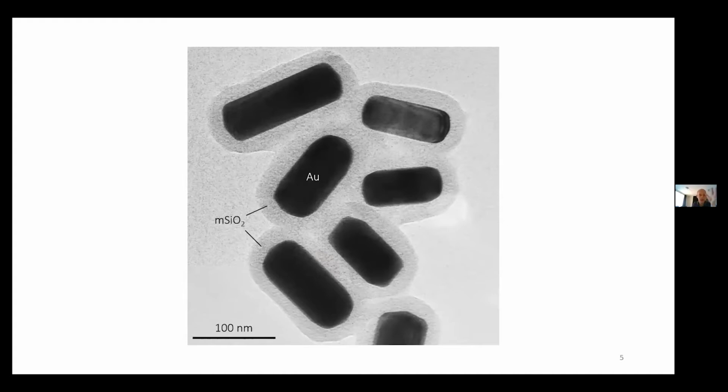So how do we do this in practice? Well, first we start out by synthesizing our catalysts. And in our case, I use gold nanorods. And as you can see in the TEM image, they're coated with a shell here. And I want to spend a few moments explaining why the shell is necessary. So here I've labeled it MSiO2, which means mesoporous silica.